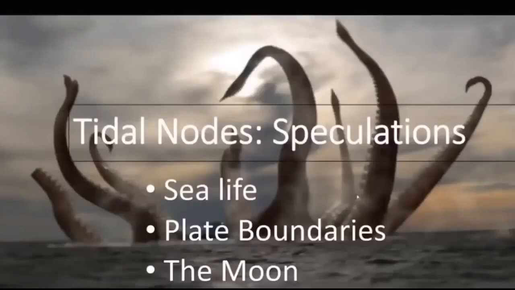I have a few speculations about what tidal nodes are. They could be a sea life living deep under the water that's affecting the movement of the water somehow. I've put in the background my favorite sea life, which is the kraken. It's a fantasy sea life because it's so giant. Nothing that giant exists that we know of. Or plate boundaries. It could just be where tectonic plates collide and move against each other.